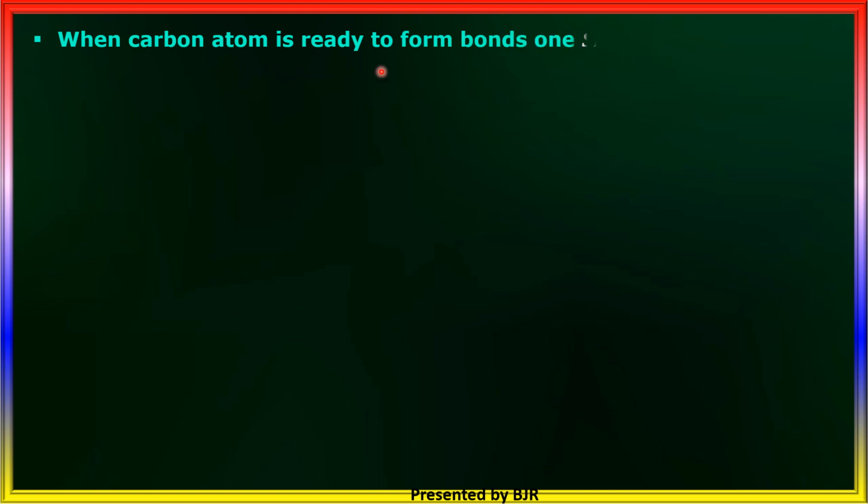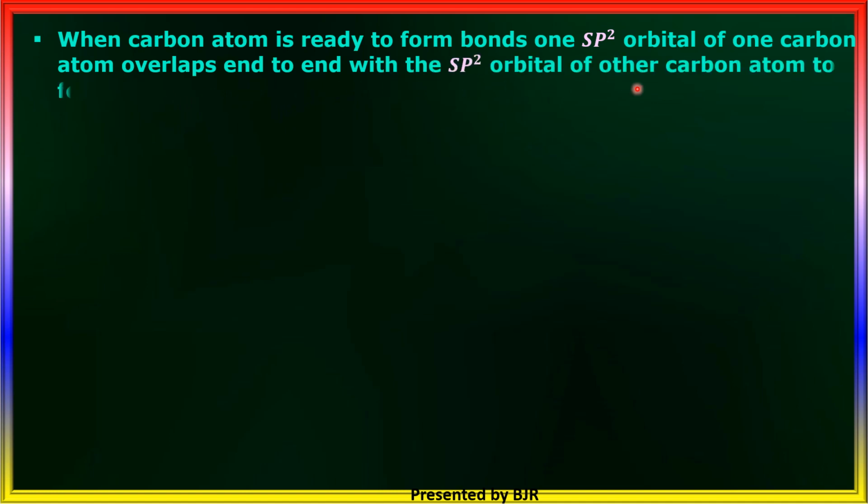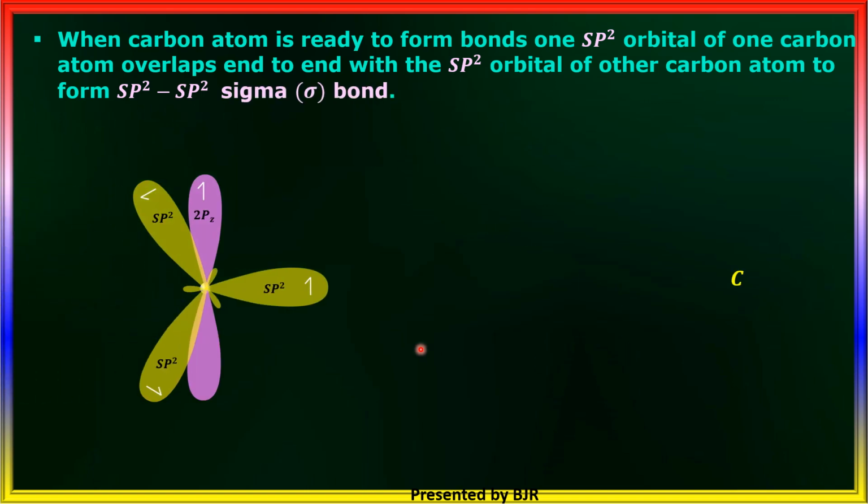Okay, here you can see the formation of bonds by overlapping of orbitals. When carbon atom is ready to form bonds, one sp2 orbital of one carbon atom overlaps end to end with the sp2 orbital of other carbon atom to form sp2 sigma bond. So this is the first carbon atom, you can see here, and here is the nucleus of the carbon atom.